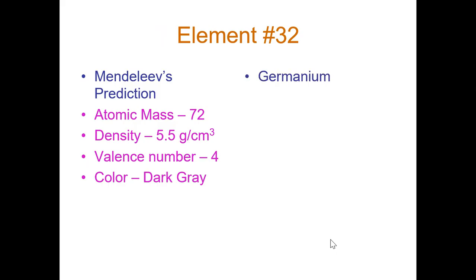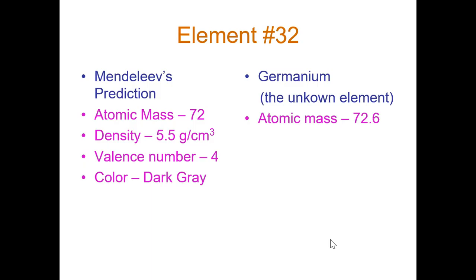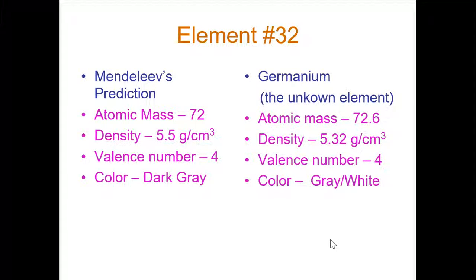And when the element germanium was discovered, number 32, it was pretty amazing because we discovered germanium, and lo and behold, the atomic mass of germanium, the predicted element that was going to fall in number 32, was 72.6, it has a density of about 5.3. It does have four valence electrons, and it was gray. It was actually lighter gray than Mendeleev predicted.